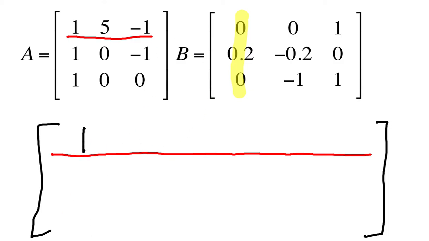Now the second element, let's do it in green, is going to go here. And I'm going to do 1 times 0, which is 0, plus 5 times -0.2, which is -1, and -1 times -1, which is 1. And so I get 0. So that element is 0.